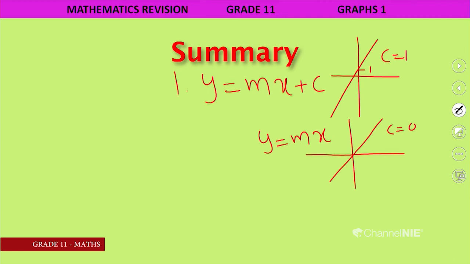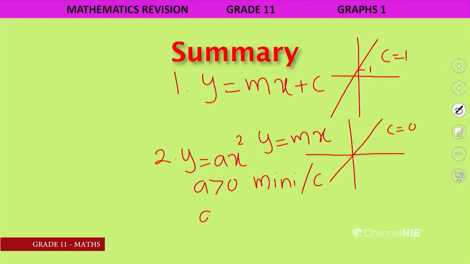Then curved line graphs. Curved line graphs. y equals ax squared. There are two cases here. A greater than 0, you have minimum curves. Minimum curves. A less than 0, you have maximum curves. This is the basic form.